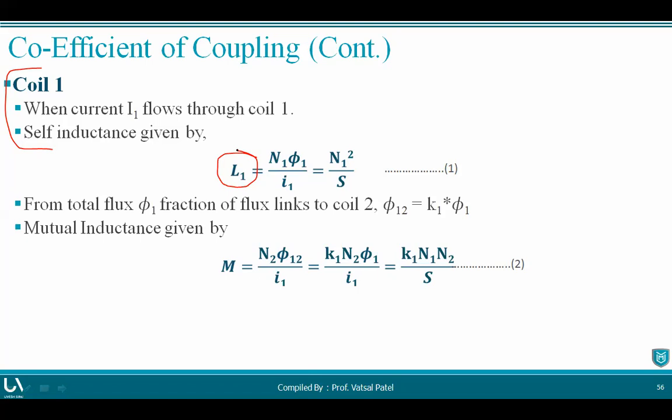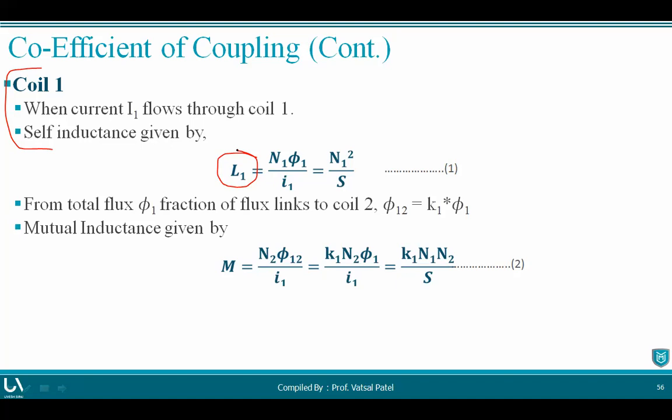From the total flux phi 1, the fraction of the flux linked with coil 2, phi 12, is equal to K1 into phi 1. So whatever the amount of the fraction of the flux which is linked with coil 2, we call phi 12. The total flux phi 1 has some fraction of flux which is linked with coil 2.